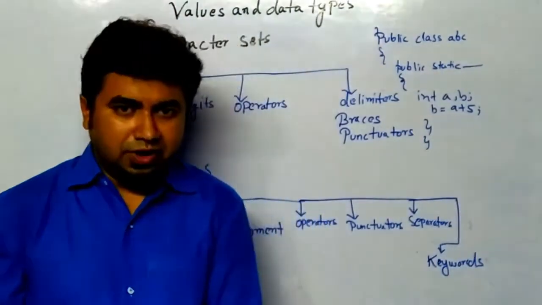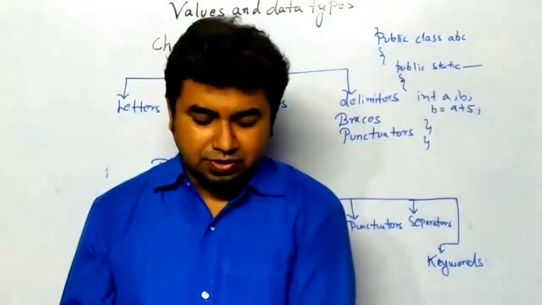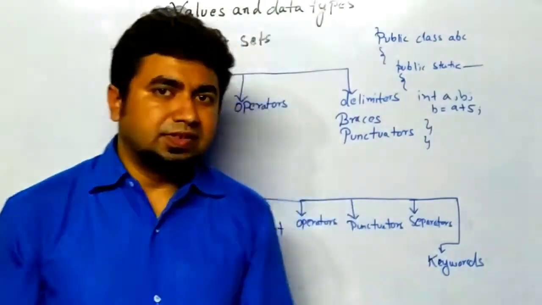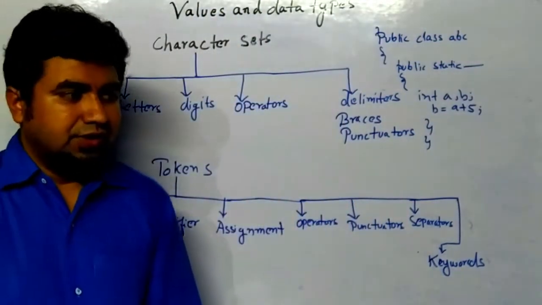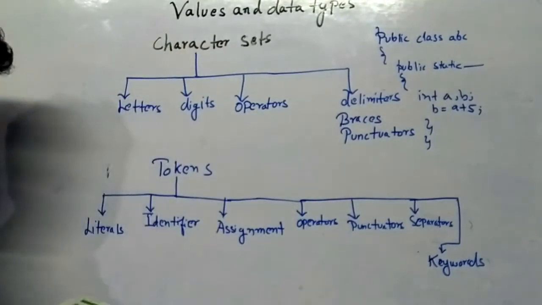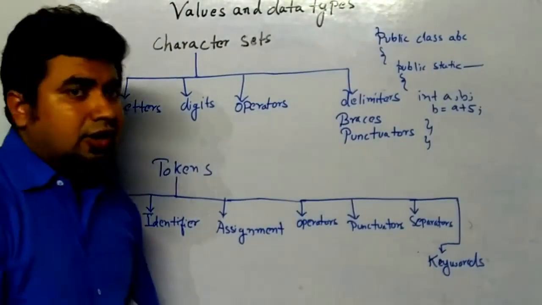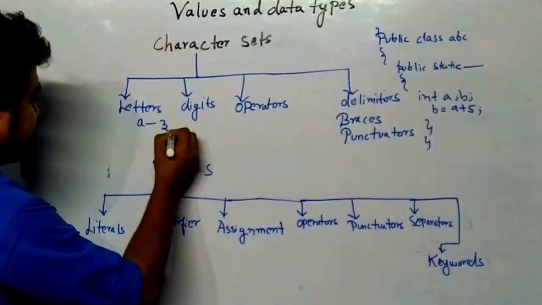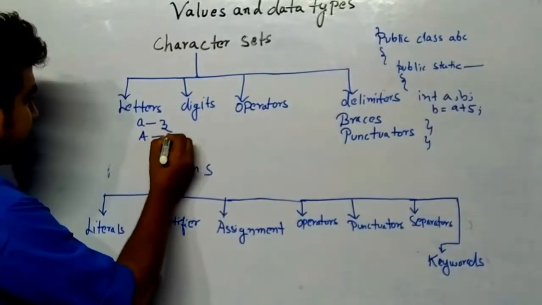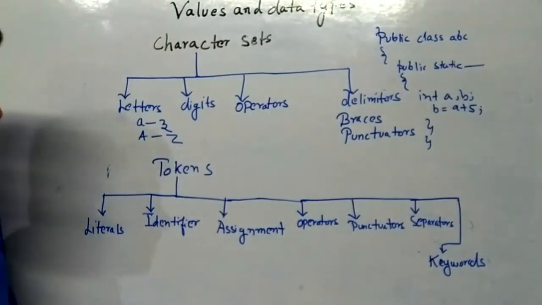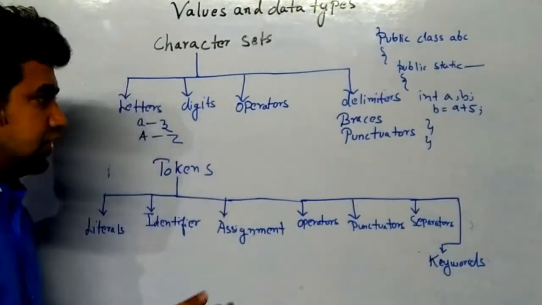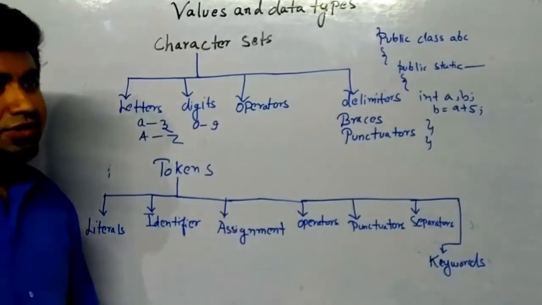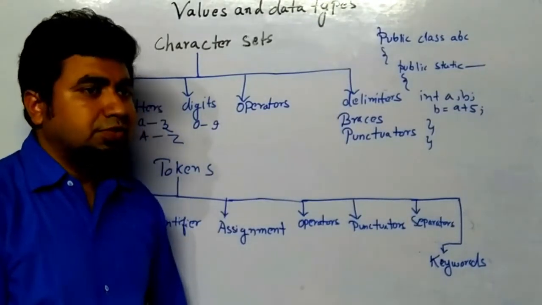The first thing I want to discuss is character sets in Java. What are the different types of characters possible? First thing is letters. Letters can be in uppercase as well as lowercase. You can have letters from small a to small z, or capital A to capital Z. Digits are from 0 to 9. Digits are the numbers.